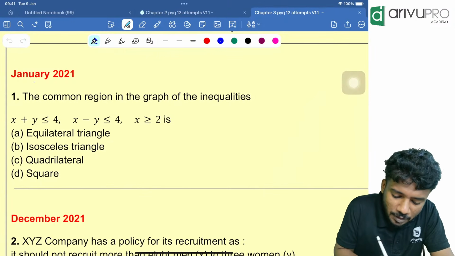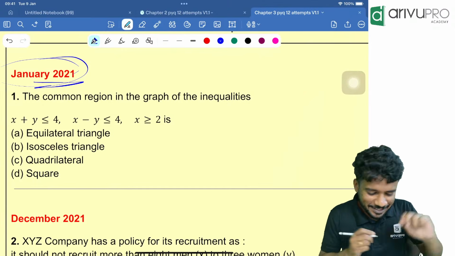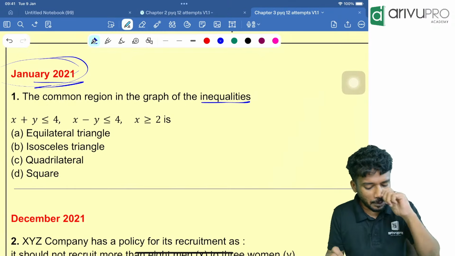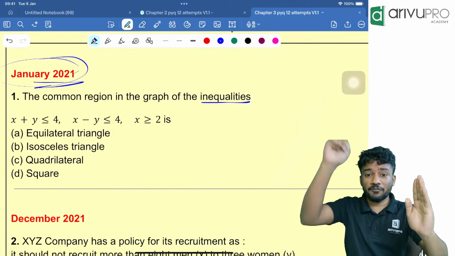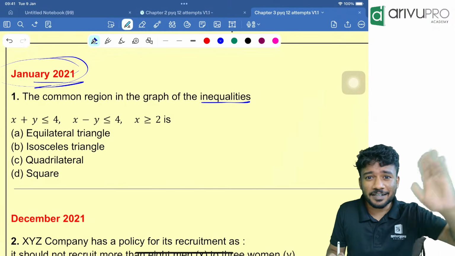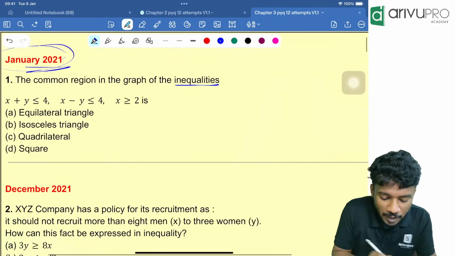Jan 2021 question. Only one question was there in that. The question is: the common region in the graph of the inequalities is what? I told you, you know the shortcut for solving. You will not draw everything. You will not mark the points just like you did in your 9th standard, 10th standard. We will be doing it in a completely different way. I'll show you how. Look here now.